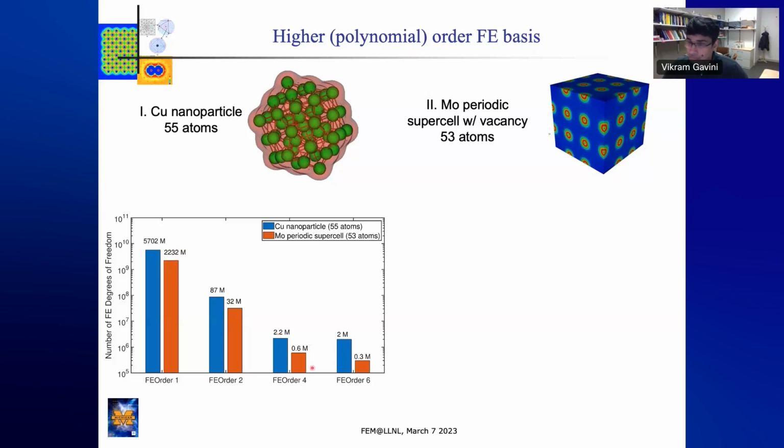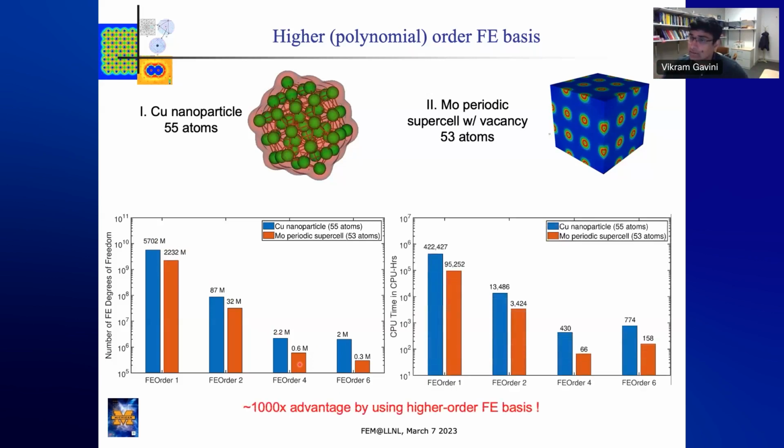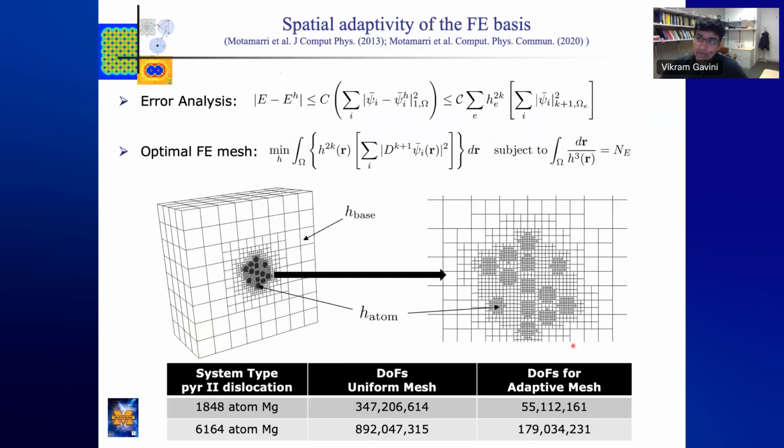But as we go to higher order polynomials, the bandwidth of the matrix increases. There's also a corresponding increase in the quadrature rule requirement. So would that translate to computational efficiency? And it does. We also end up seeing that we get almost a 1,000-fold advantage even in terms of computational efficiency as well.